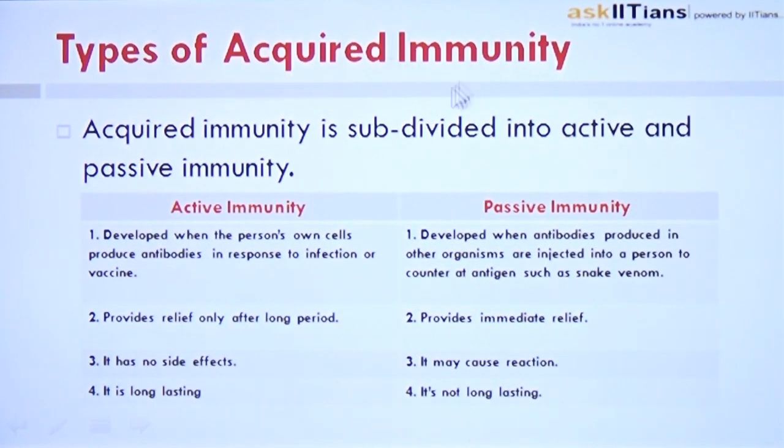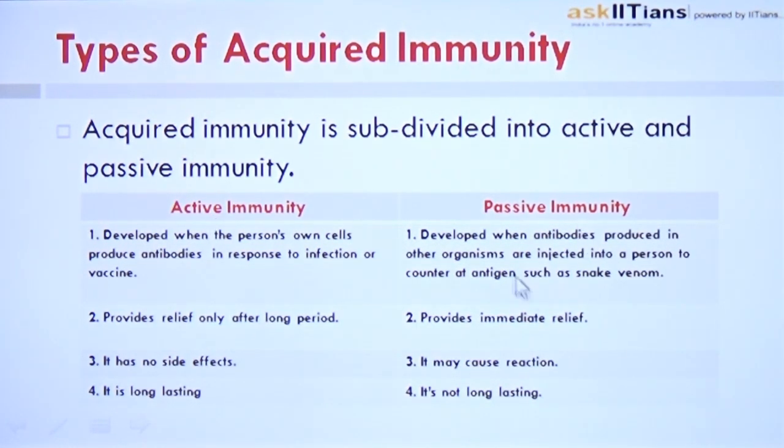Acquired immunity also has two types, active immunity and passive immunity. Active immunity is developed when the person's own cells produce antibodies in response to infection or vaccine. That is why they are called active. Cells become active when an antigen enters the body, and they start producing antibodies. This is known as active immunity.